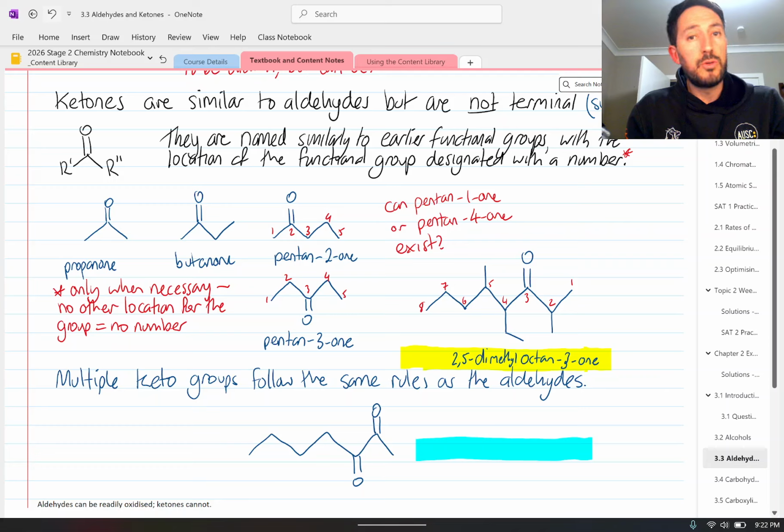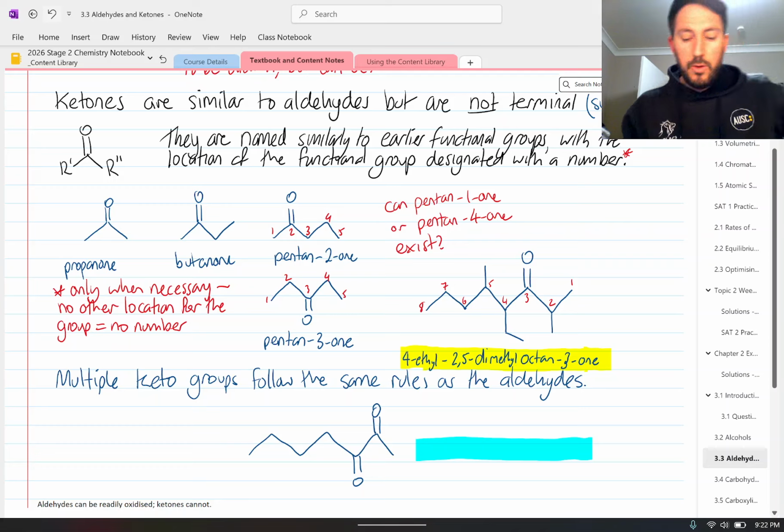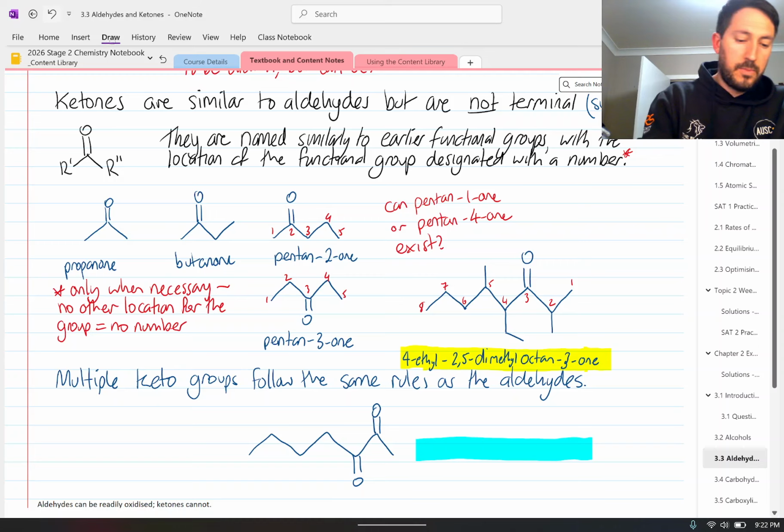If there was no ethyl group on the carbon 4, that would be the name for the structure. But we are not finished, we need to add in that 4-ethyl part. So 4-ethyl 2,5-dimethyl octane 3-one. Again, I deliberately chose a complex one here so that it covers all bases. If you have a simpler one, it should be easier than this.